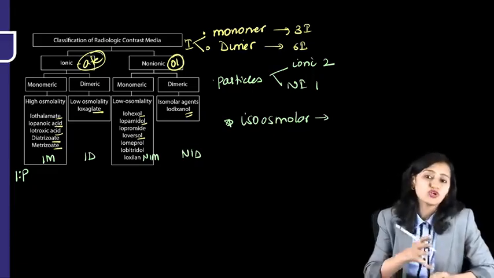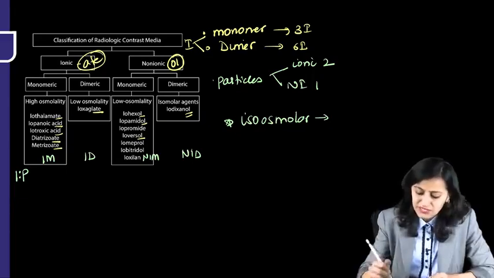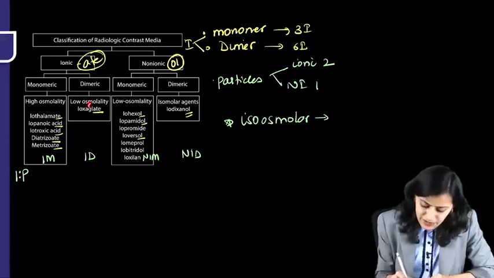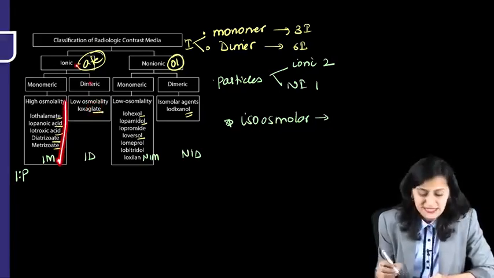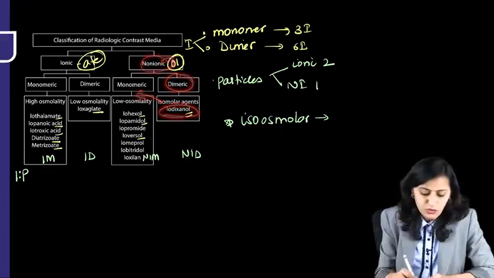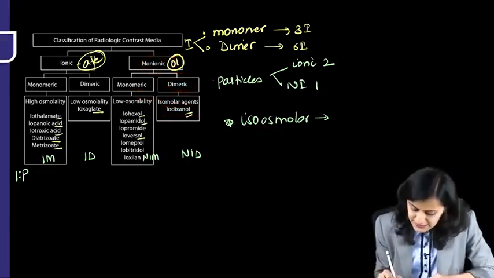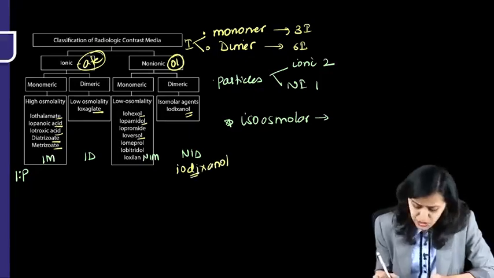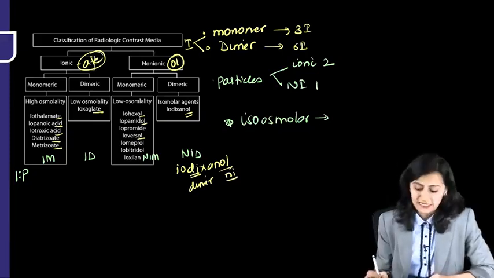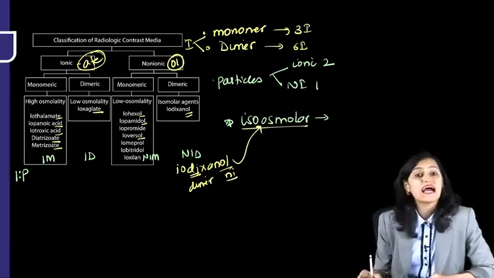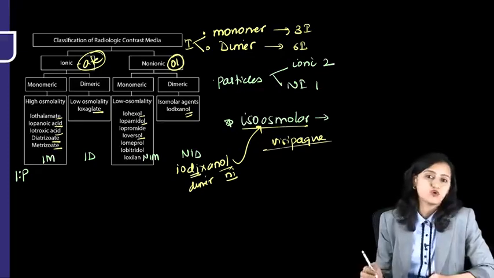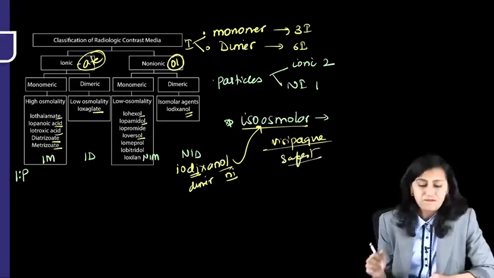Now, how do you remember which is a monomer and which is a dimer? For that, remember the dimer example in ionic and non-ionic, because we have one example each. Remember, ioxaglate is an ionic dimer. The rest of them are ionic monomers. Iodixanol is a non-ionic dimer. The rest of them are monomers. How do we remember the example? When I write iodixanol, the di tells me that it's a dimer. The OL tells me that it is non-ionic. And remember, this is the one which is iso-osmolar contrast. Its brand name is Visipaque. Since this is iso-osmolar, it is the safest for the kidney.